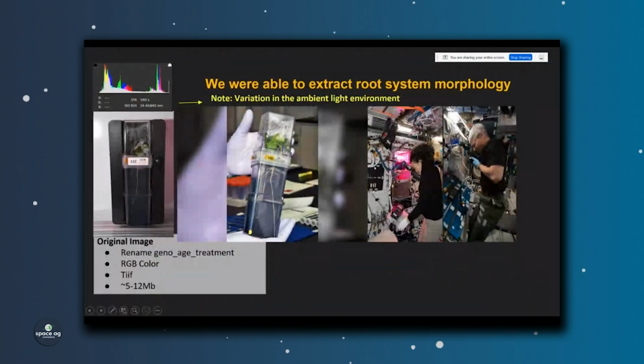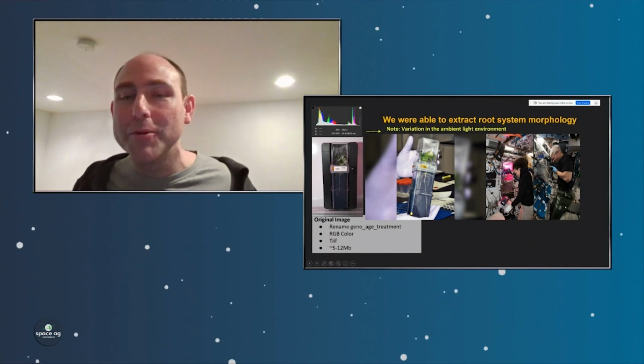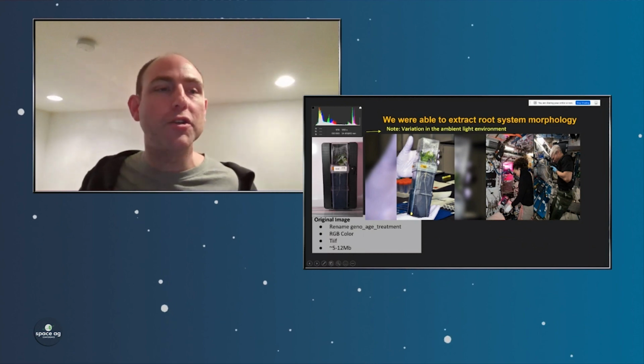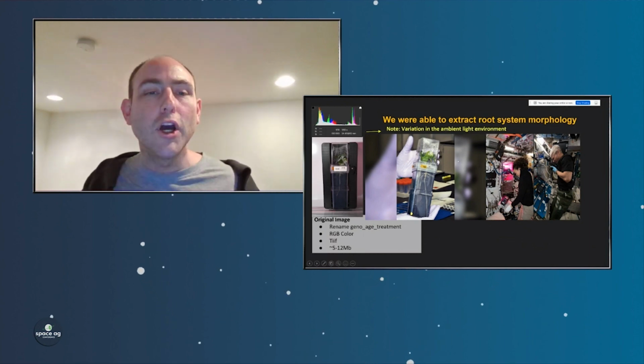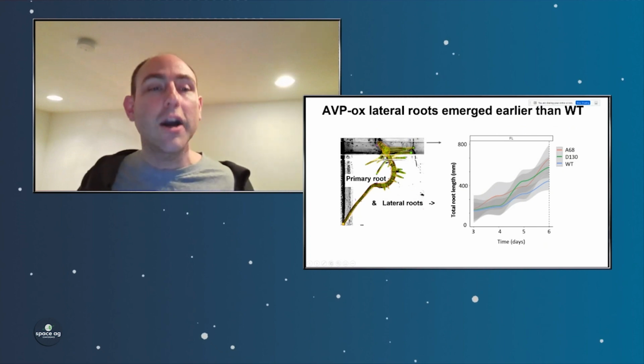Just looking at the photos for now, we were not able to extract pigment. Pigment is a really powerful indicator of stress. But as you can see from this photography, the ambient light environment was not conducive to being able to extract reliable patterns from the spectrum of the photos. However, we were able to extract morphological data related to the root system architecture.